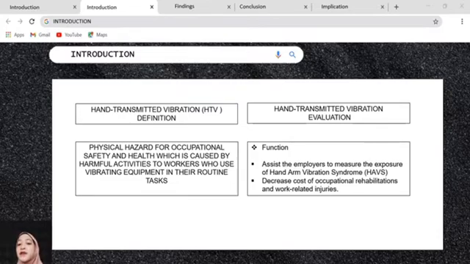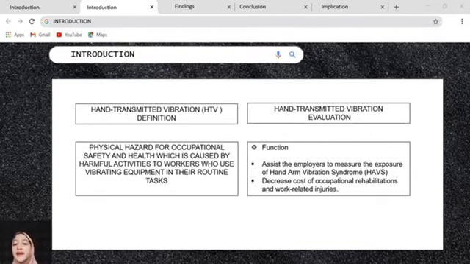First, the definition of hand-transmitted vibration, or well known as HTV, is a common physical hazard for occupational safety and health, which is caused by harmful activities to workers who use vibrating equipment in their routine tasks.